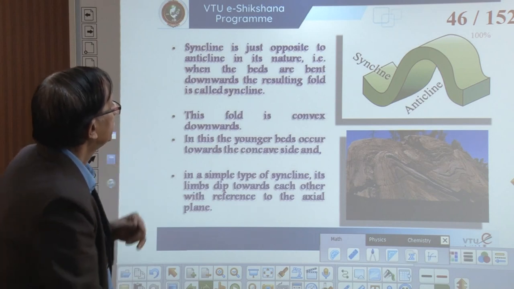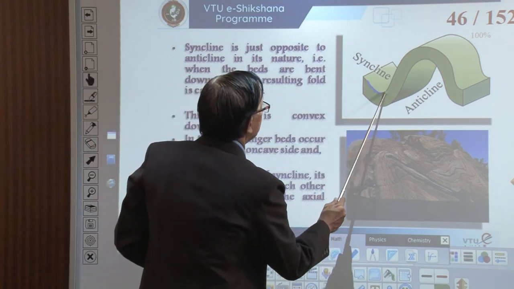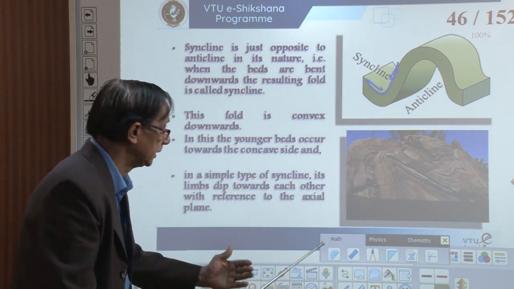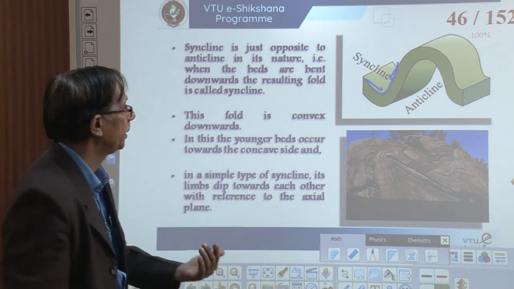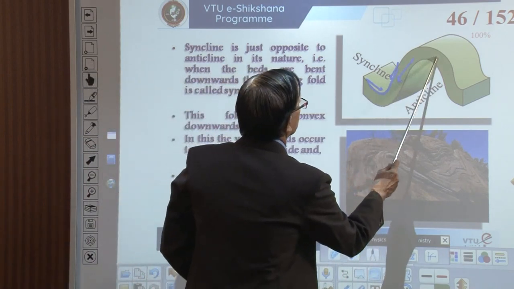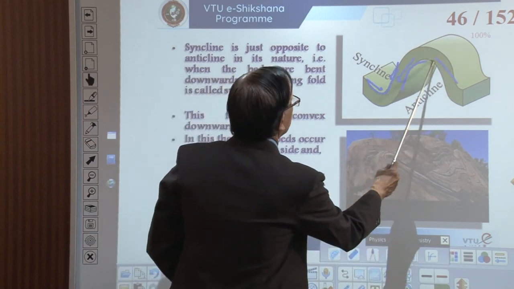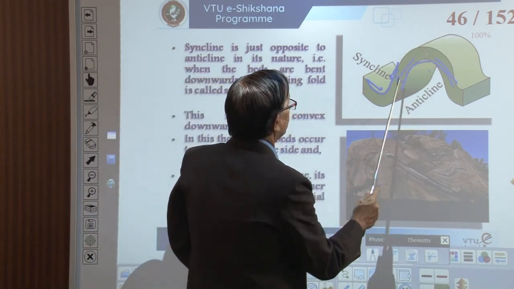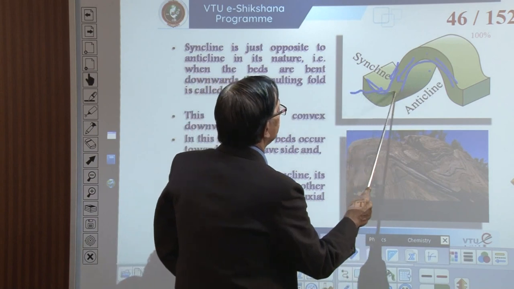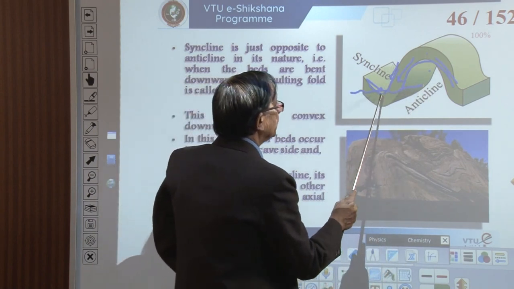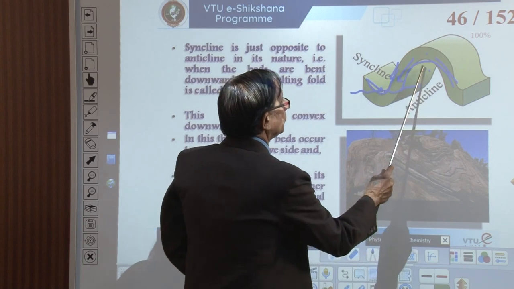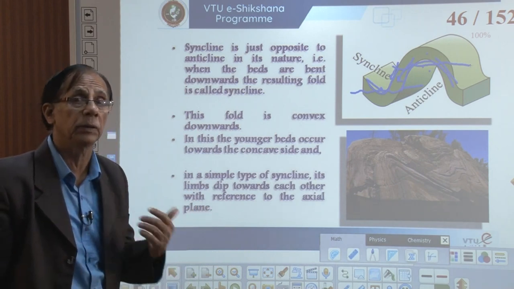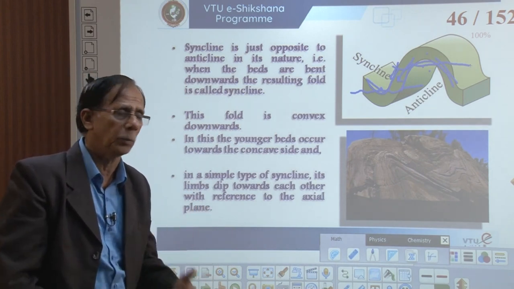Now, just now we said what a syncline is. Beds are sloping towards each other, limbs are sloping towards the center, it is arched downward. If layers of rocks are sloping away from each other and arched upward, it is an anticline. This is the older rock, this is a younger rock, like this. But when this is eroded, you have the younger rocks inside. There it was older rocks inside. Such features develop especially when terrain is eroded. We have to be very careful.